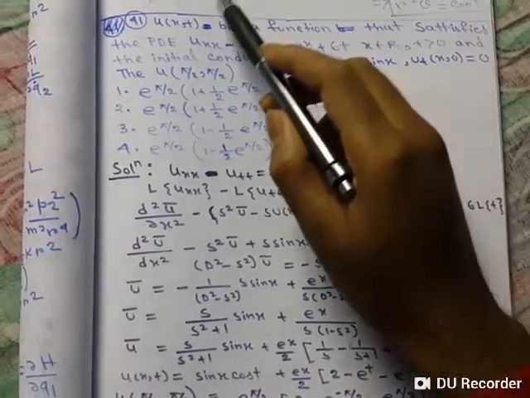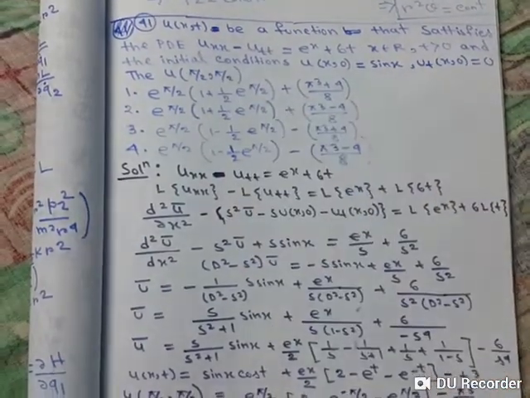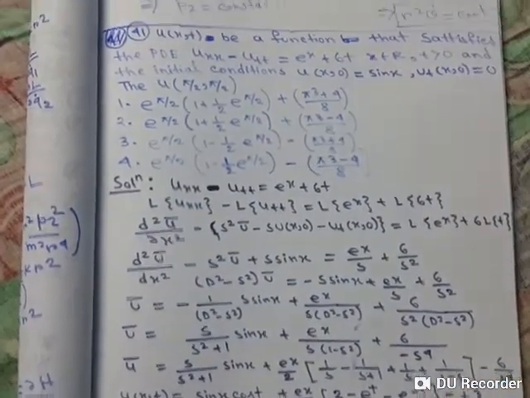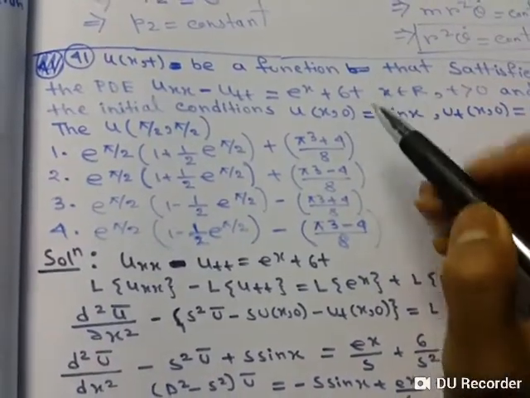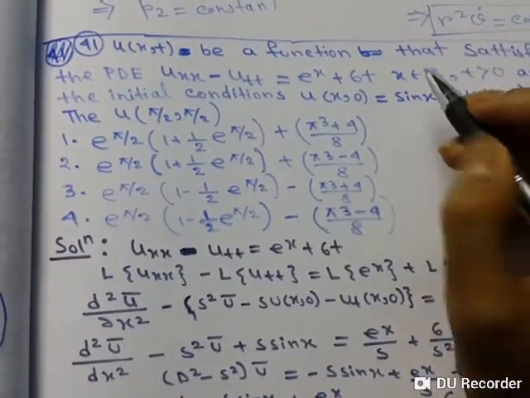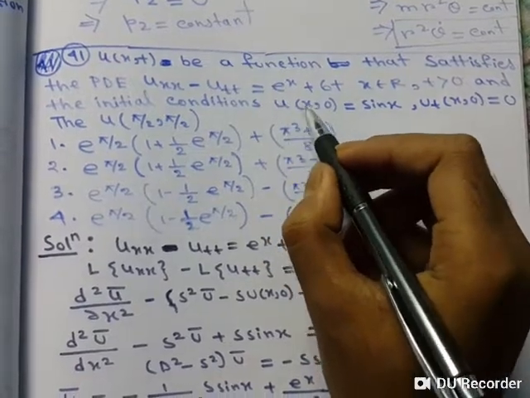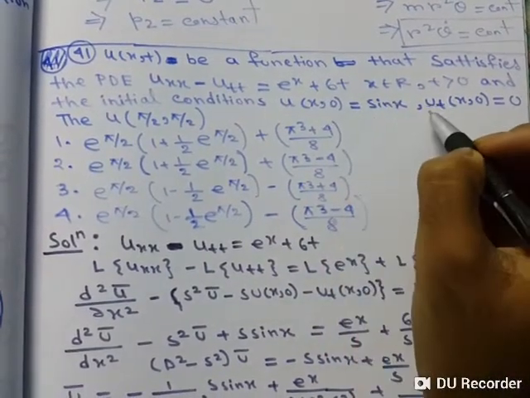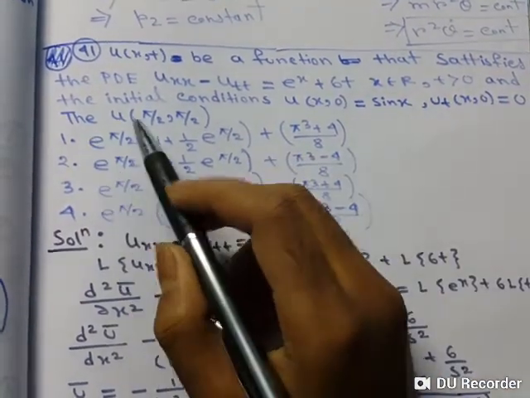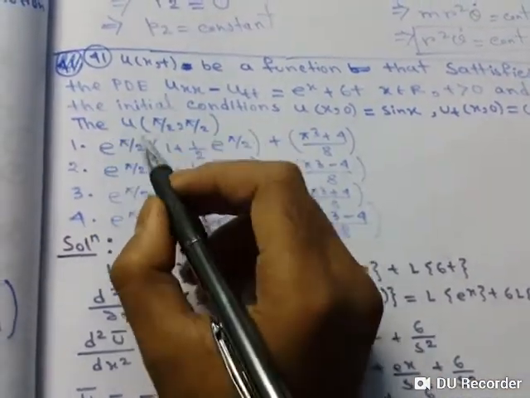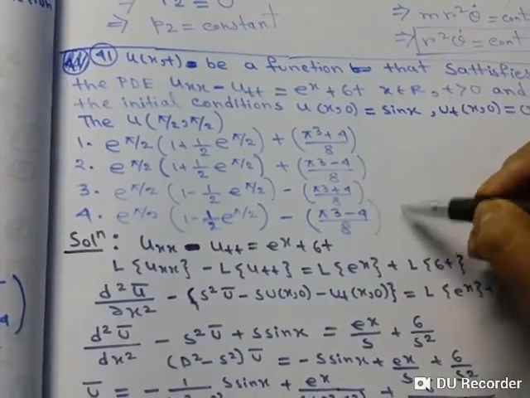Here the question is: let u(x,t) be a function that satisfies the PDE u_xx minus u_tt equals e^x plus 6t, x belongs to R, t greater than 0, with the initial conditions u(x,0) equal to sin x and its derivative u_t(x,0) equal to 0. Then u(pi/2, pi/2) is, option 1 is this, option 2, option 3 and option 4.